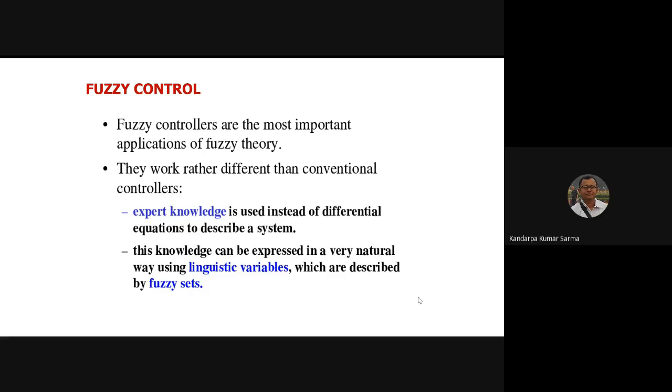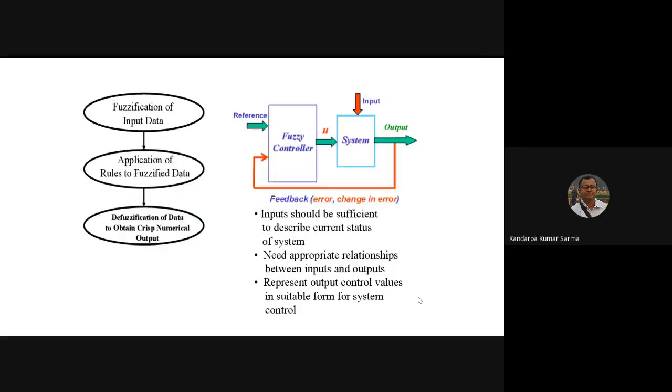So in case of a fuzzy controller, we first have the fuzzification of the input data. The next stage will be the application of the fuzzified data. Then finally, we have the defuzzification of the data to generate the crisp numerical signals, which are required to communicate with the real world. So when we talk about a fuzzy controller, there will be a fuzzy controller, and a reference signal fed to it that will generate a control signal U that will drive the system, which will receive an input and generate an output that will finally have a feedback coming to it. And this particular feedback will be controlling the process of the fuzzy controller.